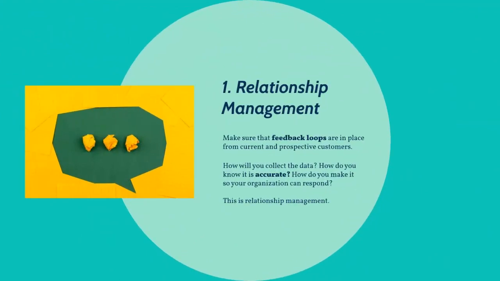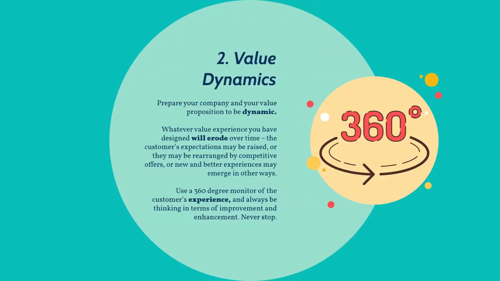1. Make sure that feedback loops are in place from current and prospective customers. How will you collect the data? How do you know it's accurate? How do you make it so your organization can respond? This is relationship management. 2. Prepare your company and your value proposition to be dynamic. Whatever value experience you've designed will erode over time. The customer's expectations may be raised or they may be rearranged by competitive offers, or new and better experiences may emerge in other ways. Use a 360-degree monitor of the customer's experience and always be thinking in terms of improvement and enhancement. Never stop.